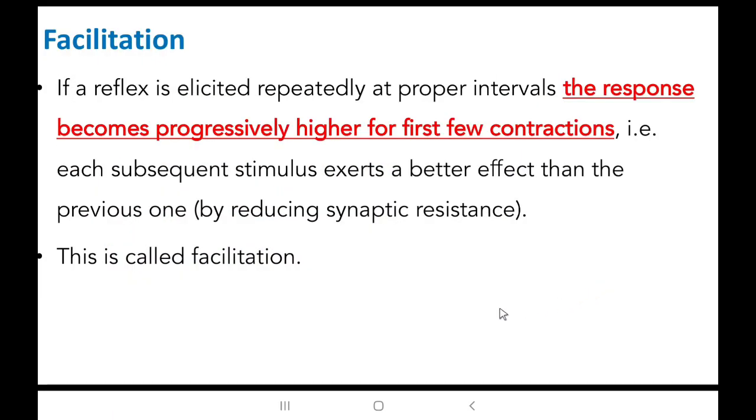Next property is facilitation. If a reflex is elicited repeatedly at proper intervals, the response becomes progressively higher for a few contractions. That is, each subsequent stimulus exerts a better effect than the previous one by reducing the resistance. This is called facilitation. Initially you will see that for the first few contractions the response is progressively higher. This property is called facilitation.